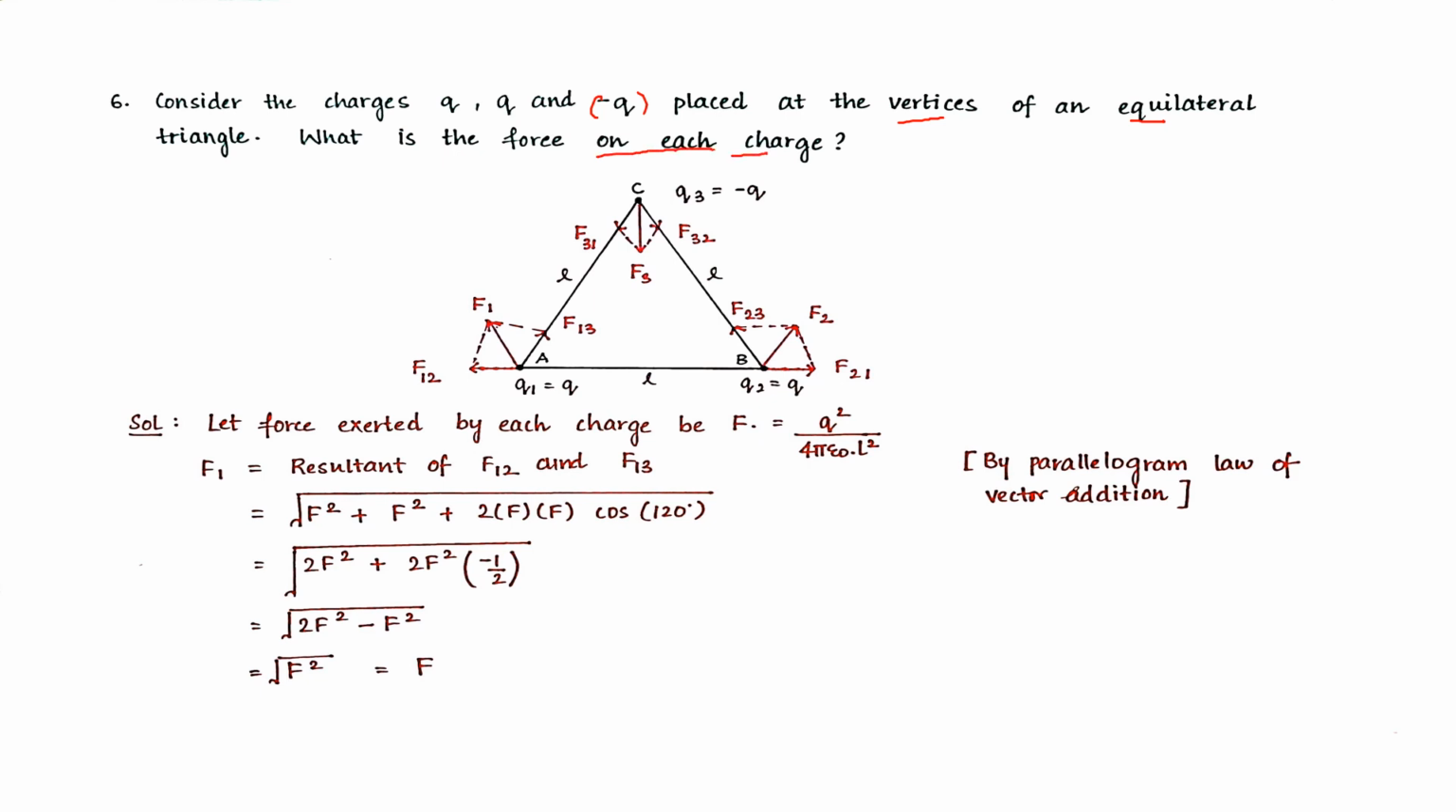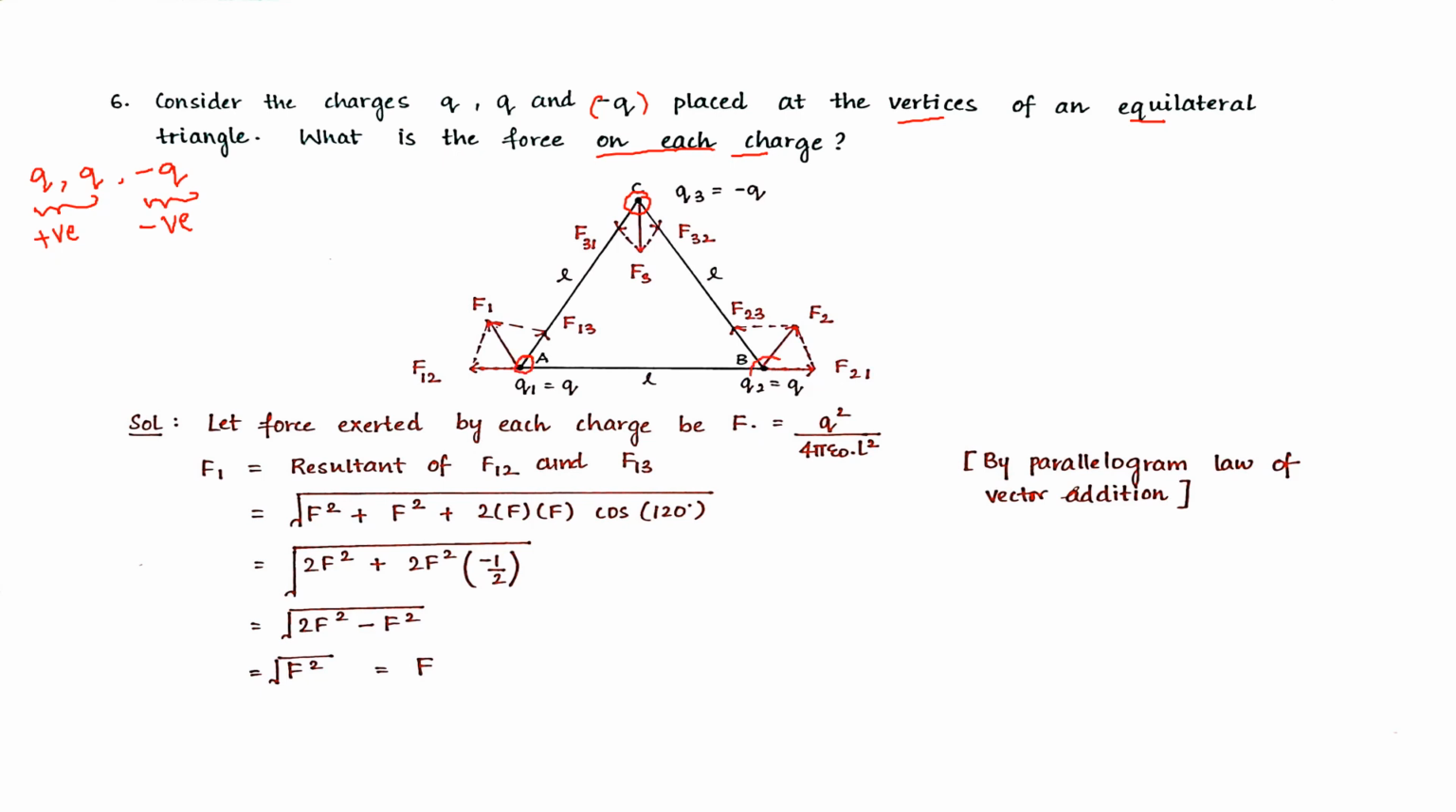So the question here says that we are having three charges and the magnitude of the two charges is Q and Q. But the magnitude of the other charge is also Q but having the opposite polarity. Okay, the two charges are positive and the last charge is negative in nature. And where are these charges kept? These charges are kept on the vertices of an equilateral triangle.